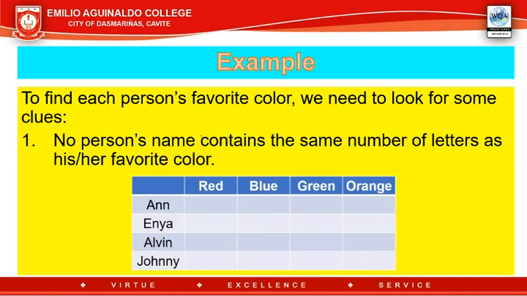It means that if their favorite color is not equal to the number of letters of their name, it only means that red is not the favorite color of Anne, because red has 3 letters and Anne's name has also 3 letters. That's the same with Enya. So, hindi niya na favorite yung blue kasi 4 letters lang yun. For Alvin and for Johnny, the orange. Okay, this will be our first context clue.